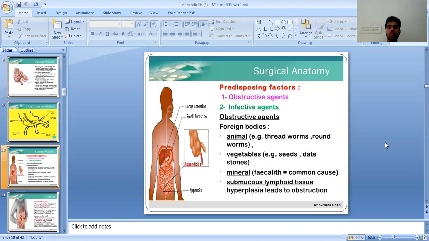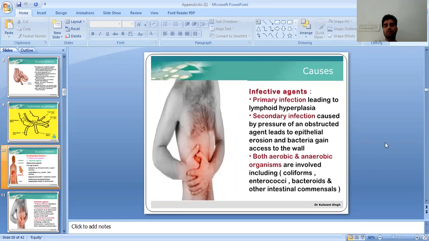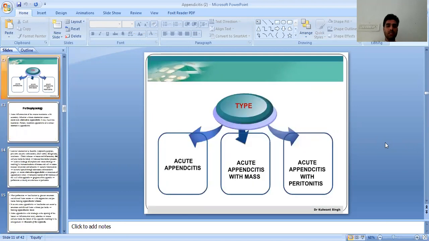Predisposing factors for appendicitis: first, obstructive agents, and second, infective agents. Obstructive agents mean foreign bodies, animal, vegetable, mineral, and submucosal lymphoids. Infective agents: primary infection leading to lymphoid hyperplasia, and secondary infection, both aerobic and anaerobic. Types of appendicitis are acute appendicitis, acute appendicitis with mass, and acute appendicitis with peritonitis.